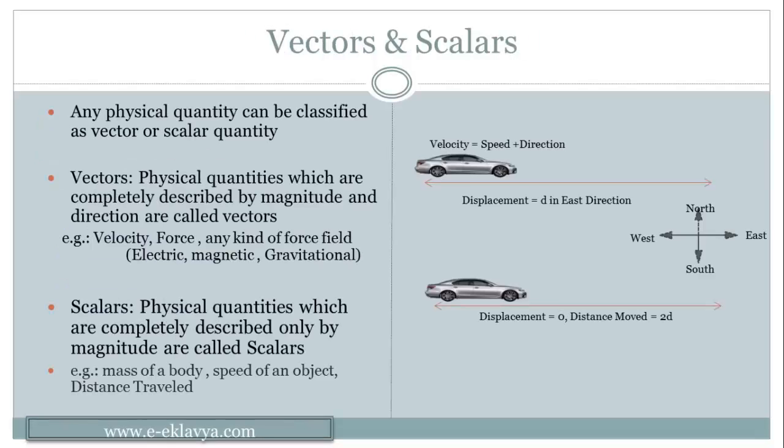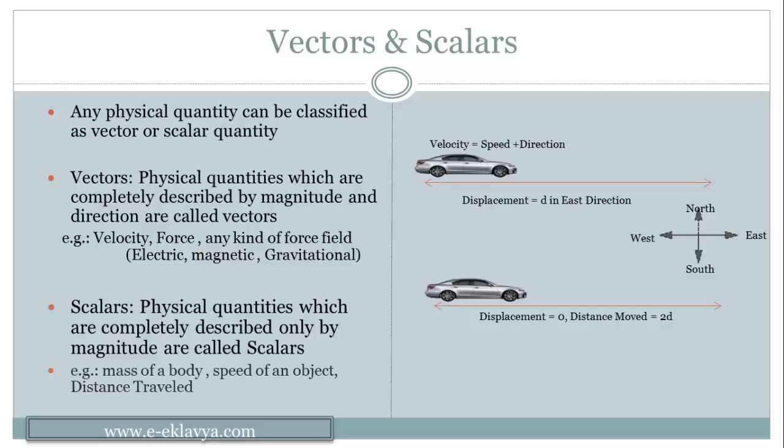So let's get into the definition of vectors and scalars. Any physical quantity can be classified as either a vector quantity or a scalar quantity. So what's a vector quantity? Any physical quantity which can be completely described by magnitude and direction is called a vector. The two words are specific here: magnitude and direction. Some examples are velocity and force, any kind of force field, right?